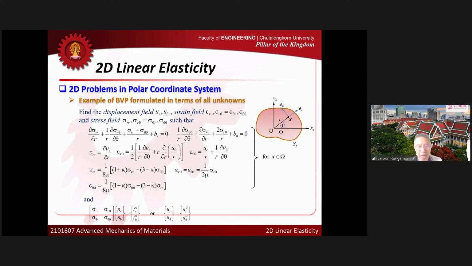The form may look more complicated, but for some problems, this formulation can be solved more easily than the formulation in X1 and X2. You know what I mean, right? For some particular problems, this formulation may be easier in terms of the solution procedure. Okay.